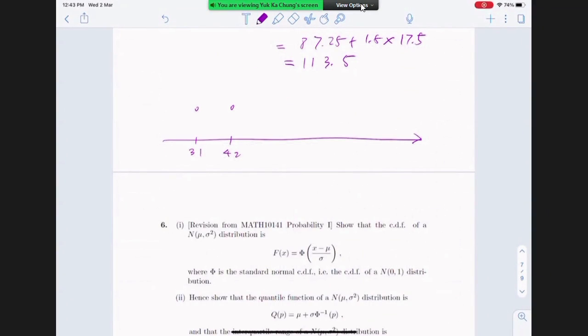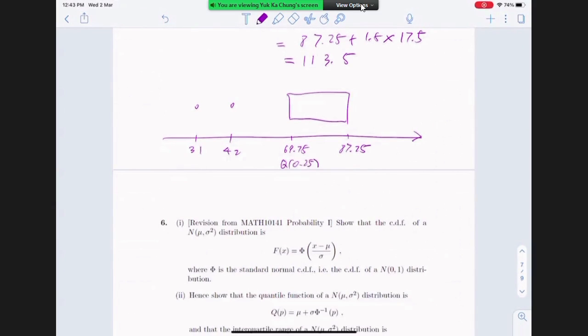And then, for those numbers that are not outliers, we will construct the box plot according to the 5-number summary. We draw a box from the lower quartile to the upper quartile. Okay? So this is Q.25. This is Q.75. We draw a box. And then we'll draw a line within the box to indicate the location of the median. So maybe somewhere here.